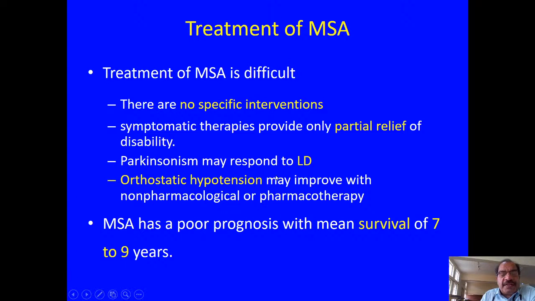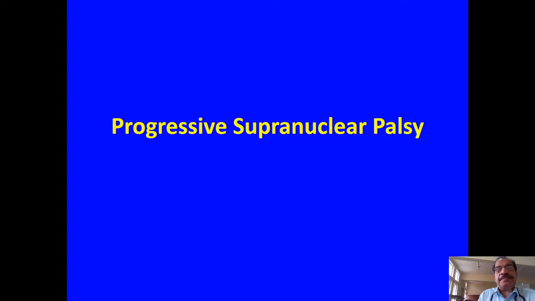But if there are other manifestations like autonomic dysfunction, you can give the usual treatment for those manifestations. Like if a patient has orthostatic hypotension, the usual treatment for that may be given to these patients. As I mentioned, this is a relatively rapidly progressive neurodegenerative disorder. Most of the patients will be bed bound or wheelchair bound within 5 years, and the survival is also not very long. Usually within 7 to 9 years, most of the patients succumb to the disease.